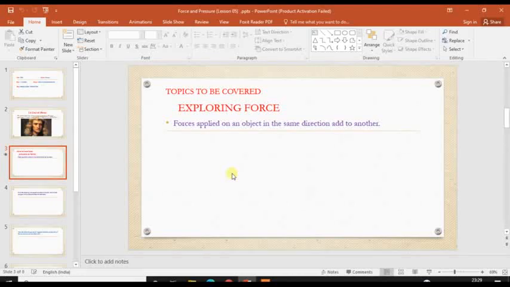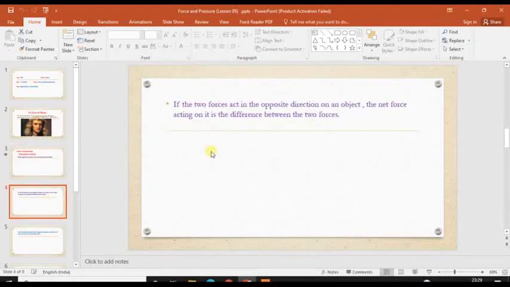So we say that if I took only the two persons from the blue team, the force applied on the object was 200 Newton, because one person applies 150 and another person applies 50 Newton. The total is 200. Why are we adding here? Because the two forces are acting in the same direction. Now let us see the next case. If two forces act in the opposite direction on an object, the net force acting on it is the difference between the two forces. Now it's a different case.